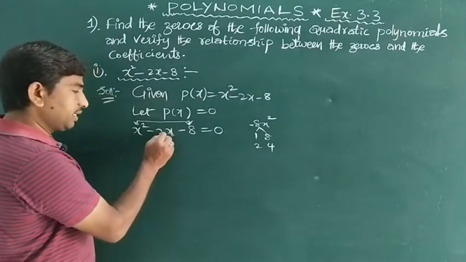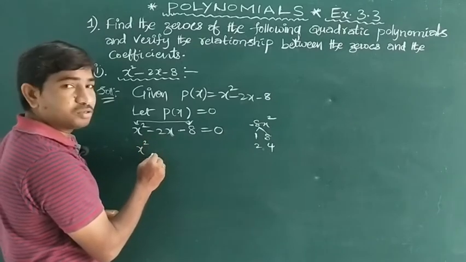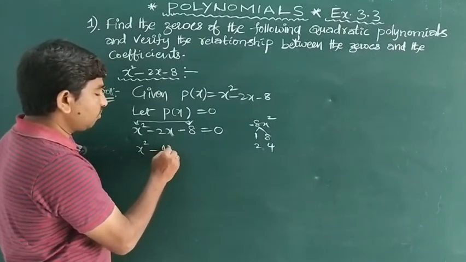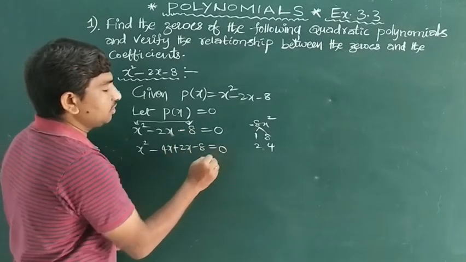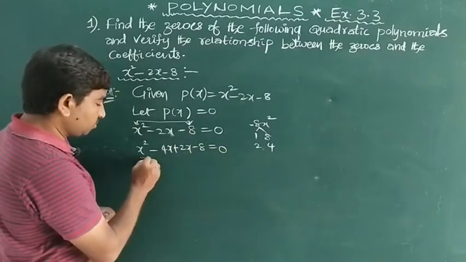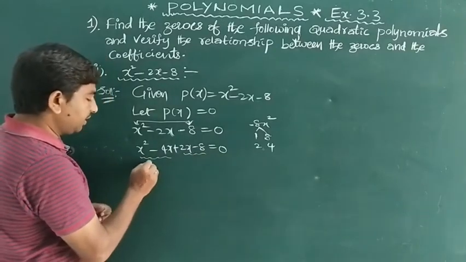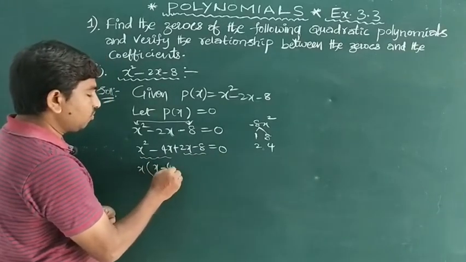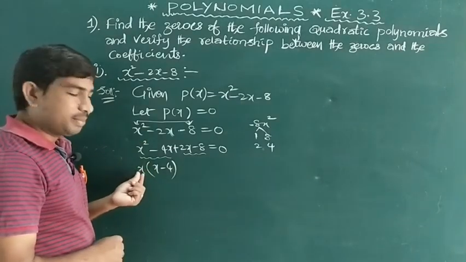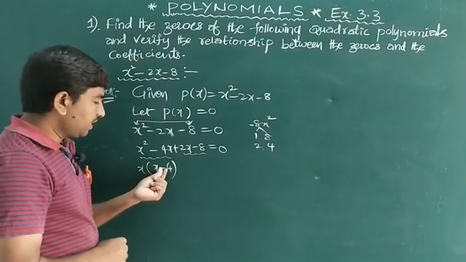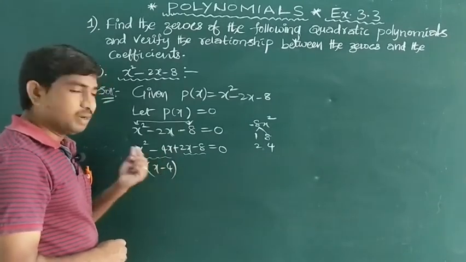So you have to split this according to the terms. So x square, this minus 2x can be written as minus 4x plus 2x, and minus 8 is equal to 0. Now from these two terms and from these two terms take some common factors. So x you will take common, x minus 4 you will get here. From x square, if you take x common, x will be left, and from minus 4x, if you take x as common, then minus 4 will be left.